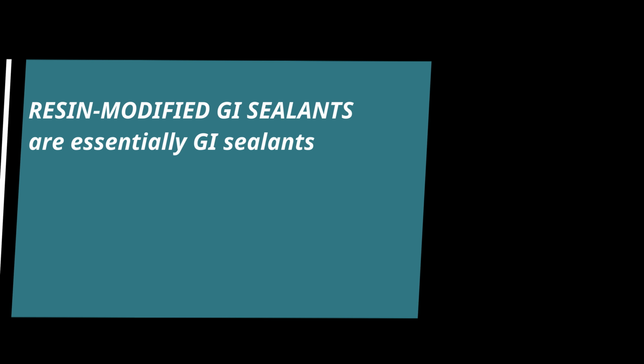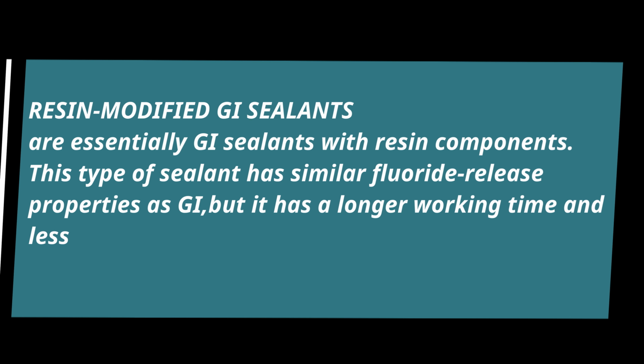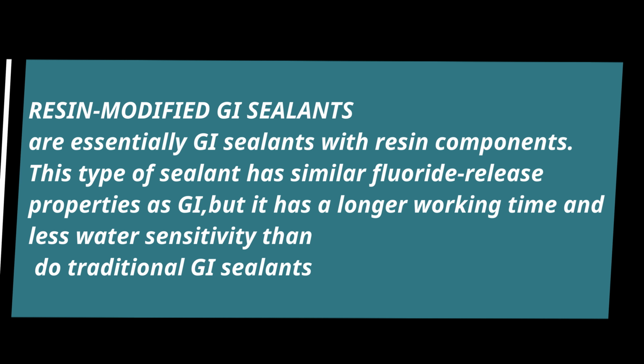And fourth is the resin-modified GI sealants, which are essentially GI sealants with resin components. This type of sealant has similar fluoride-releasing properties as glass ionomer, but it has a longer working time and less water sensitivity than traditional GI sealants. That's all about the classification of pit and fissure sealants.